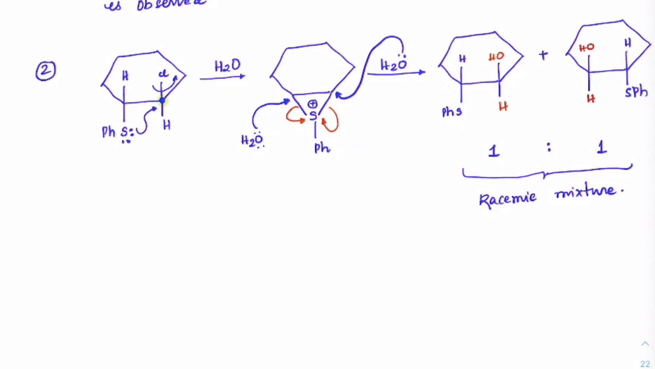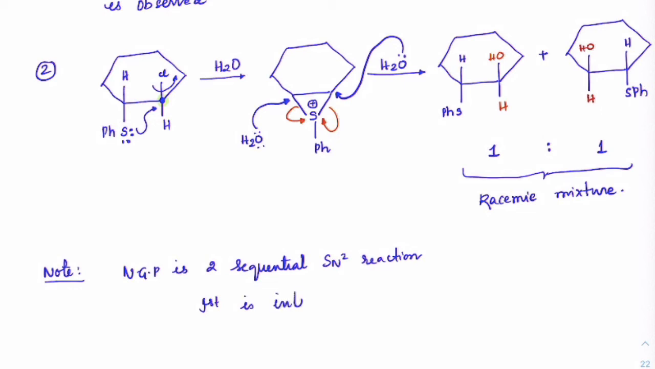Okay. So just as a note, I'll write this. NGP is two sequential SN2 reactions. First is an internal attack, internal SN2. Second is an external SN2 by the nucleophile, and the first one is by the neighboring group.